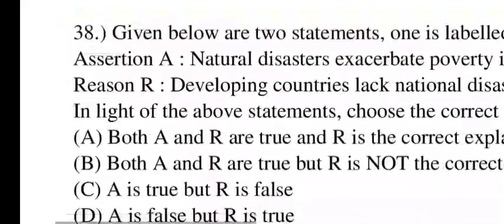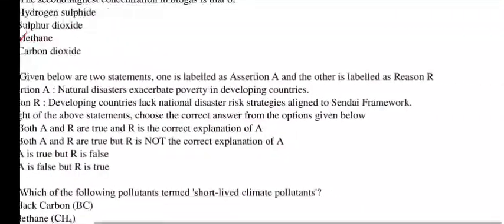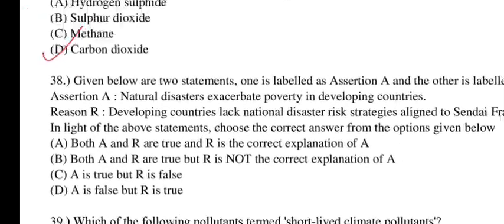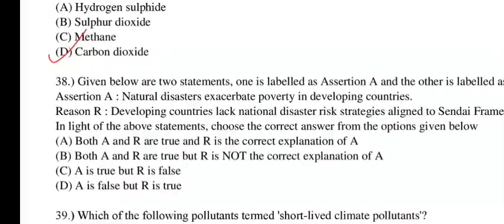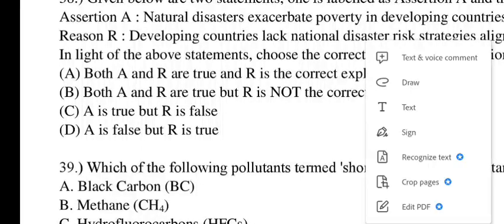38 says, given below are two statements, one is labeled as assertion A and the other is labeled as reason R. Assertion A is saying natural disasters exacerbate poverty in developing countries. Reason R is saying developing countries lack national disaster risk strategies aligned to Sendai framework. In light of the above statements, choose the correct answer from the options given below. I will not read all the options. Let me give you the correct option. That will be number C. A is true but R is false.